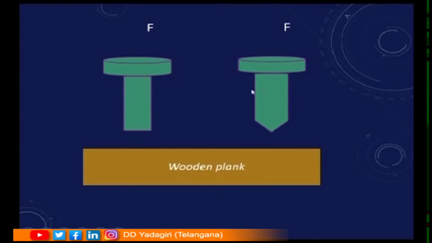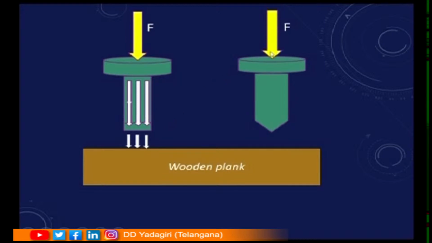So here two nails are given. One is with a flat end, one is with a sharp end. On both nails I am applying equal force. When the force is applied on this nail, the force is distributed. The forces travel along this nail and exert on this surface, which has more surface area. The surface area is greater here. So here the force is distributed. That's why the effect of force is less.